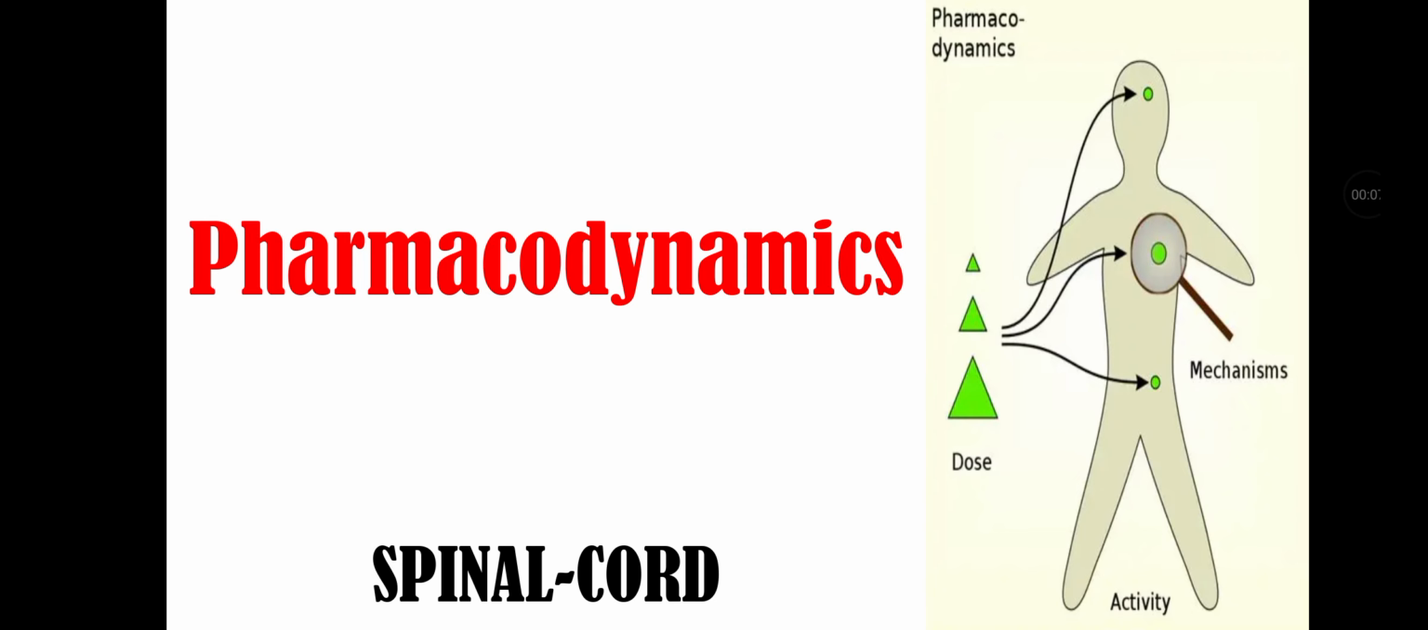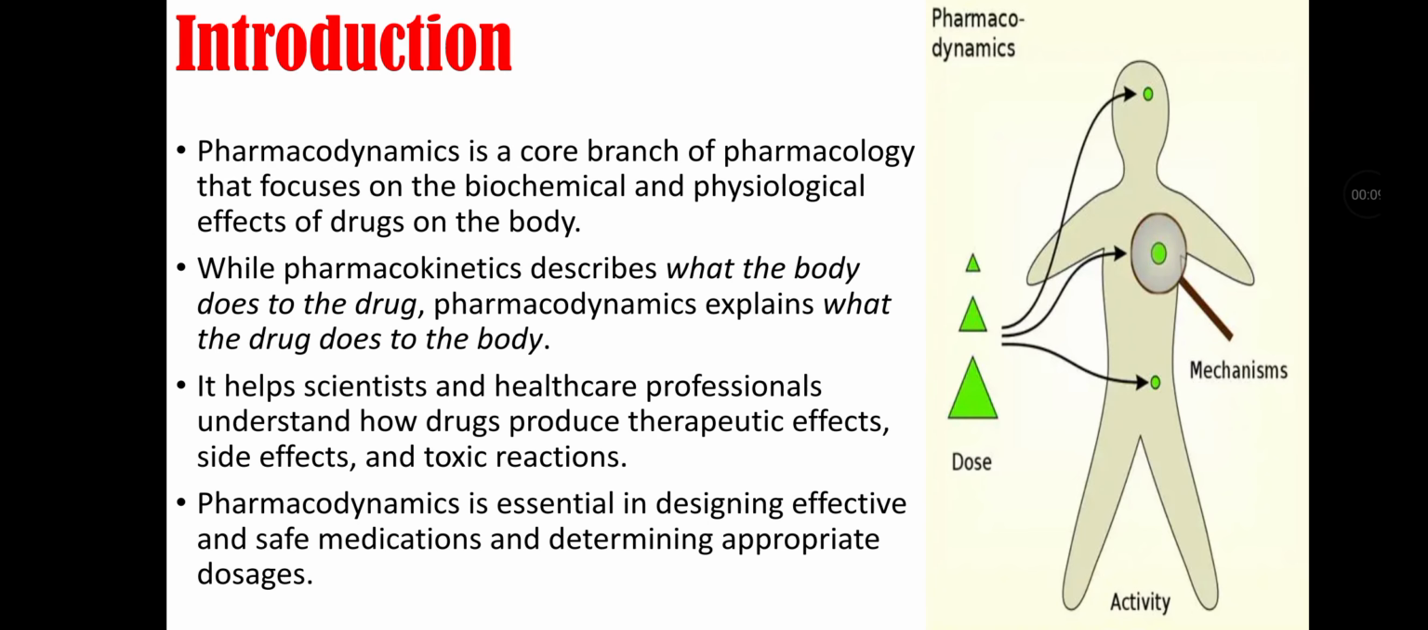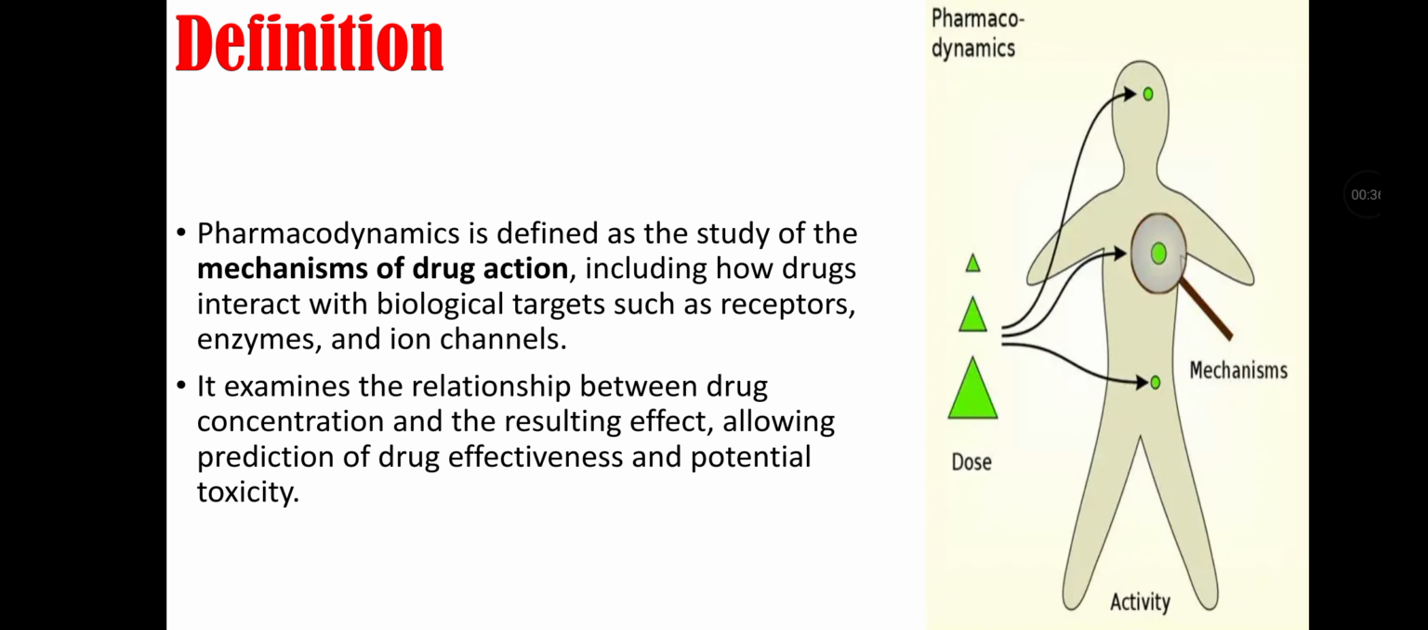So let's start the topic with the introduction. Pharmacodynamics is a core branch of pharmacology that focuses on the biochemical and physiological effects of drugs on the body. While pharmacokinetics describes what the body does to the drug, pharmacodynamics explains what the drug does to the body. It helps scientists and healthcare professionals understand how drugs produce therapeutic effects, side effects, and toxic reactions. Pharmacodynamics is essential in designing effective and safe medication and determining appropriate dosages.